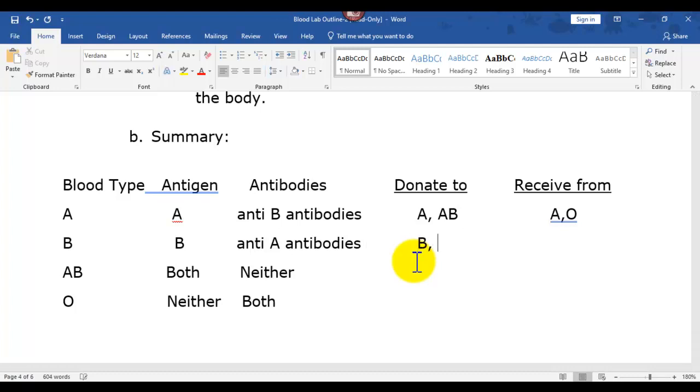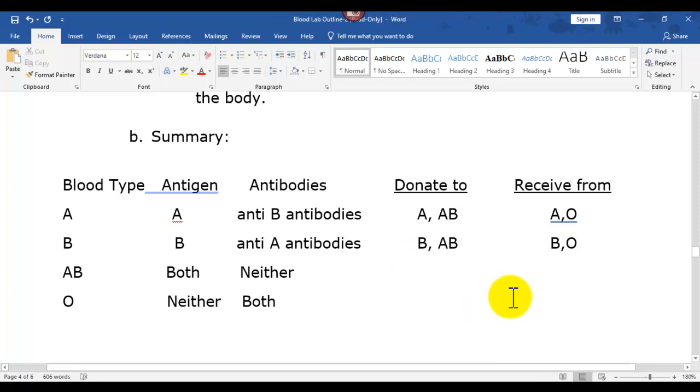Now, let me do this one more time. If you're B, who can you donate to? B and AB. Who can you receive from? Oops, B almost caused an accident. B and O. Why can you receive from O? They're called universal donors. They have no antigens. Now, I'm keeping this simple.